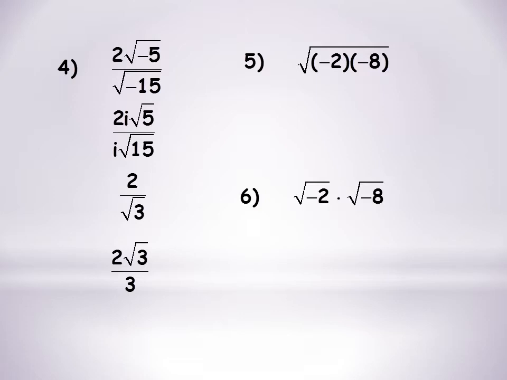All right, 5 and 6 look like they are very similar problems, but they are two very different problems. When I have two parentheses both underneath the same radical, now it's okay for me to multiply these two numbers together.